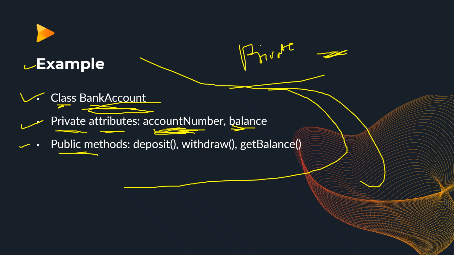Now deposit is a public method, withdraw is a public method, and getBalance is a public method. getBalance is used to get the balance of our account. So this is the getter method, and the setter method is different from the getter method. Get is used to get the value of our attributes. These are the private attributes, and these private attributes cannot be accessed in another class. So we can access them by using getters and setters.